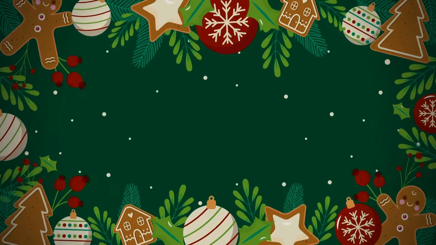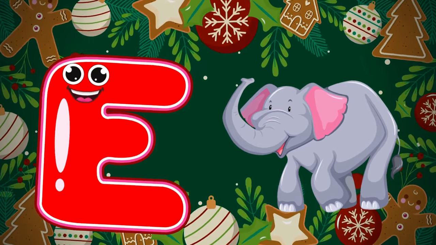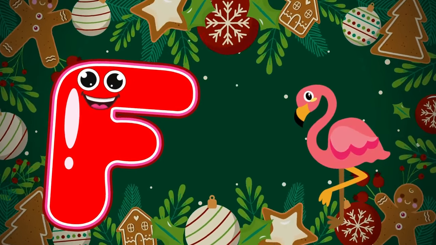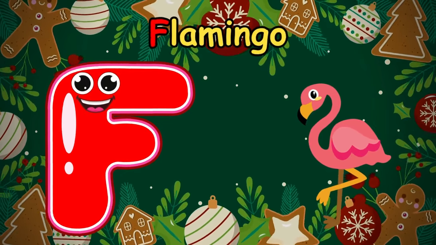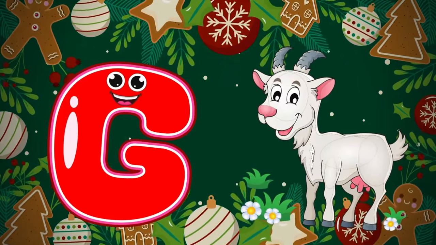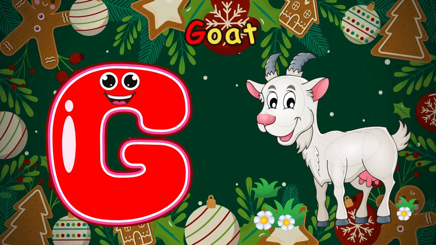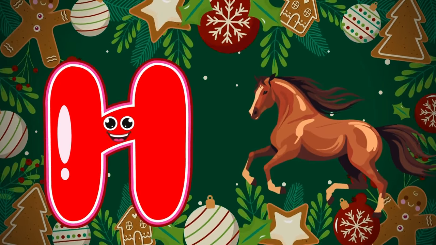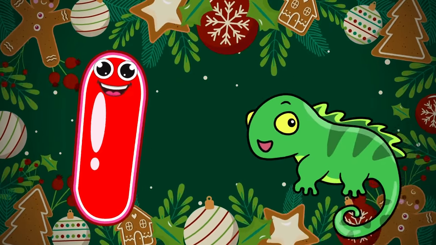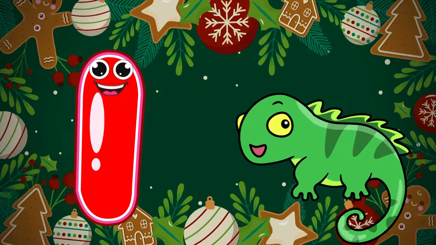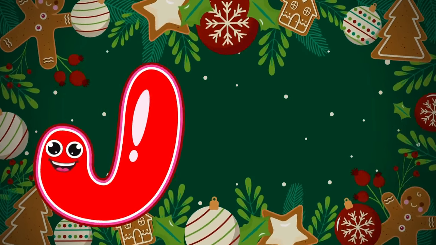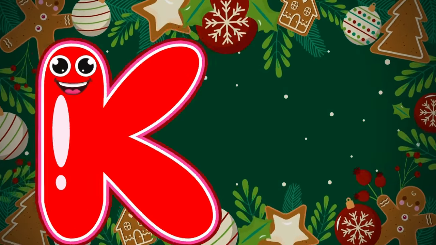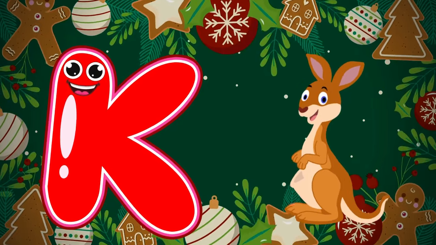E is for elephant, e, elephant. F is for flamingo, f, flamingo. G is for goat, g, goat. H is for horse, h, horse. I is for iguana, i, iguana. J is for jellyfish, j, jellyfish.